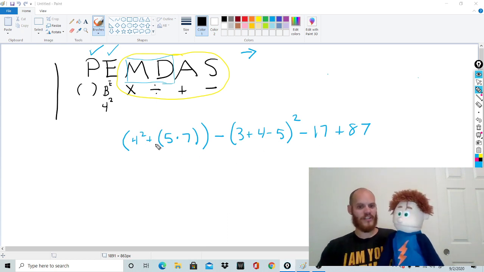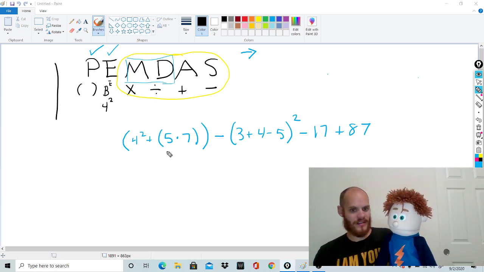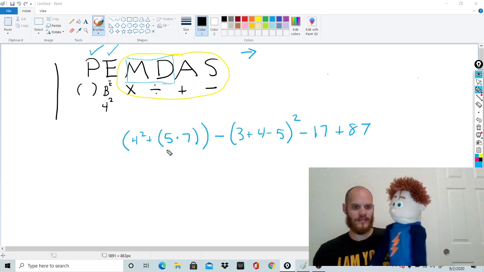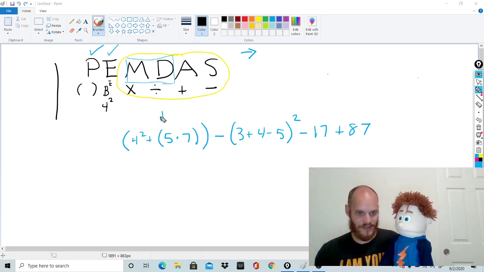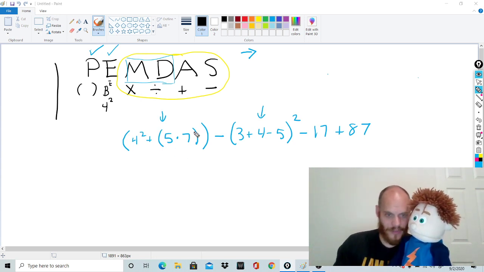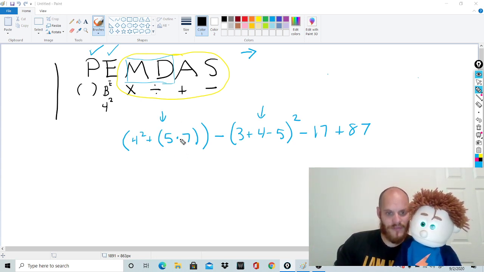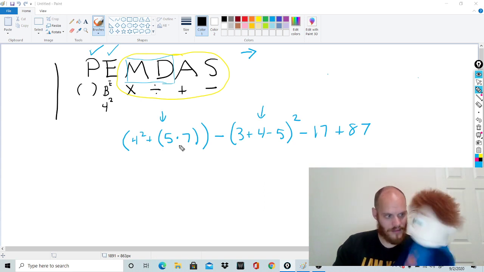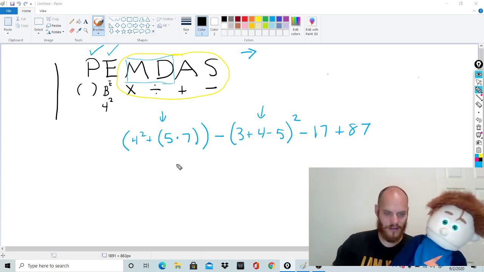Okay, so where do I start? Parentheses, yeah. Okay, so notice I'm going inside of these parentheses and I'm going inside of these parentheses. I'll have to do both those first, but you'll notice this has a parenthesis, right? That means I have to do these parentheses inside of here first. You with me? Okay, what's 5 times 7?